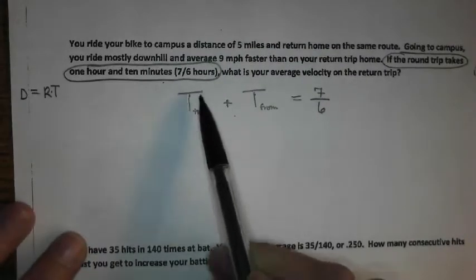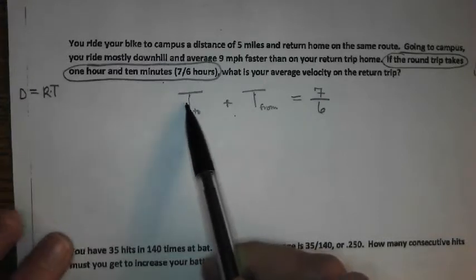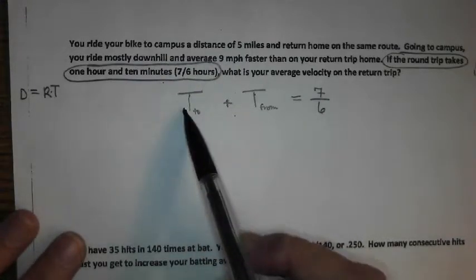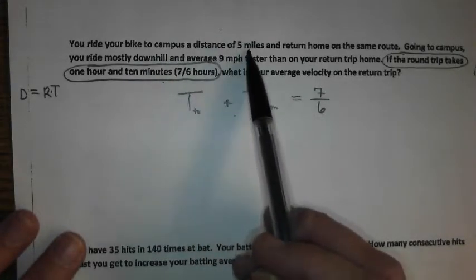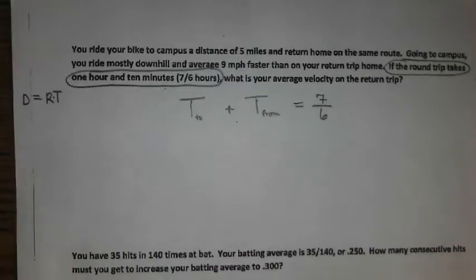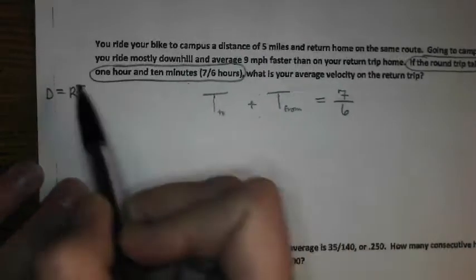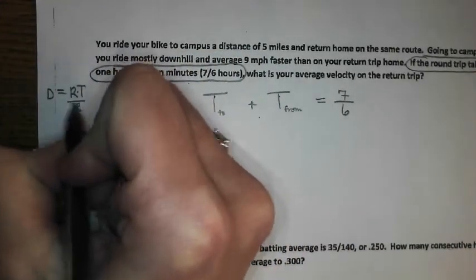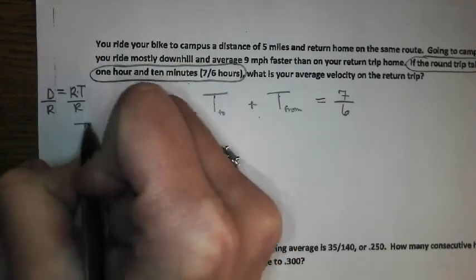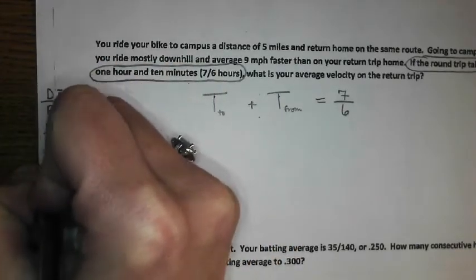So now I'm going to go back. I need an expression because I don't know how long it took me to get to campus. All I know is the distance to campus, and I know a little bit about how fast I was pedaling on my way to campus. So I'm going to replace the time here. Again, I'm going to divide by r on both sides so that time can be replaced with distance over rate.